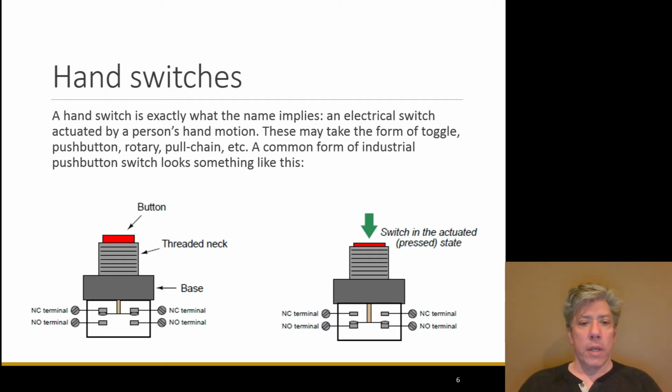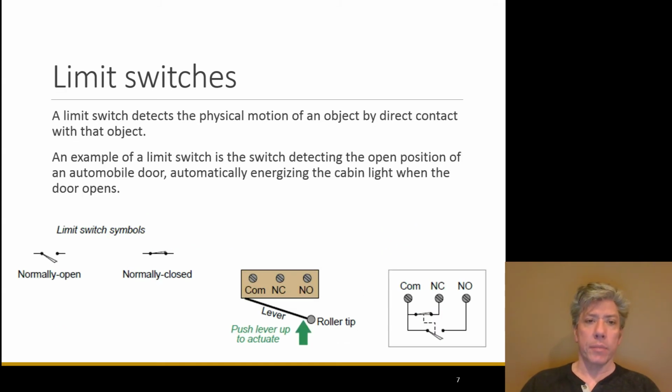And so there are actually two sets of terminals on this switch, a normally closed set and a normally open set. And what happens when you press the button is the normally closed set breaks and the normally open set makes. In other words, power can flow through from one normally open terminal to the other when the switch is in its active state. But when the switch is in its normal state, only the normally closed terminals are in electrical contact with one another.